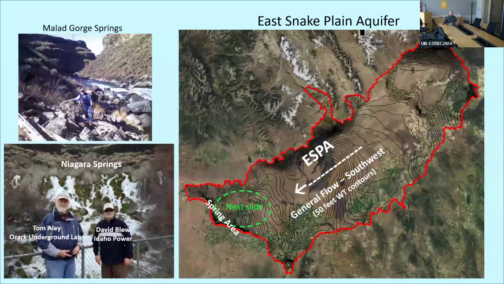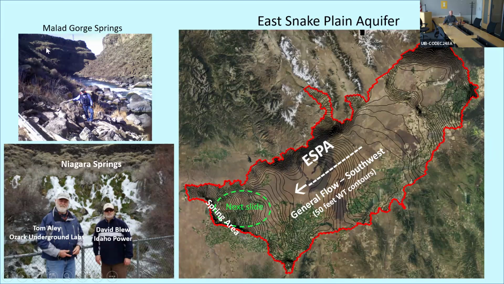So zooming in, the red outline on the right is the ESPA modeled boundary, and the black lines, if you can see those, are groundwater contours. You can see they're quite steep in some areas and flat in others. Most of our dye tracing has occurred in this area of this green dashed line. Most of the ESPA springs that discharge are on the west side of the ESPA, and the general groundwater flow is from northwest to southeast.